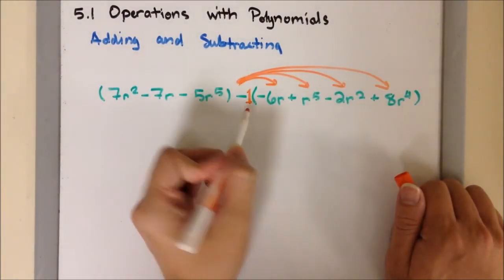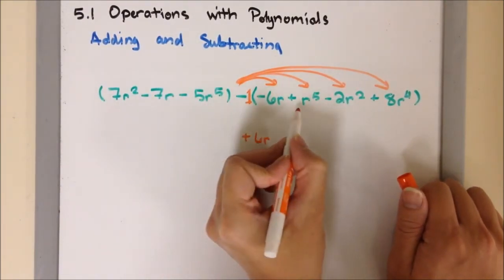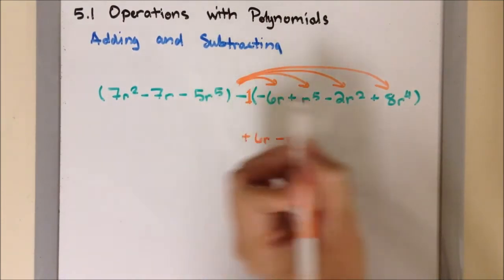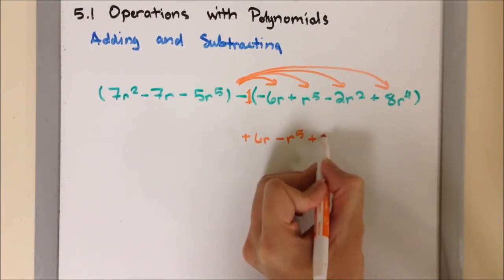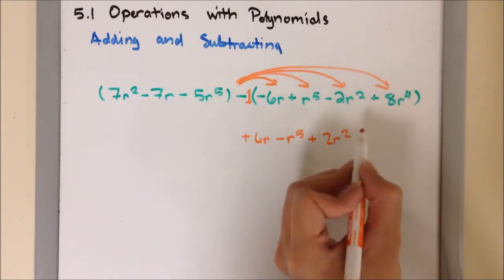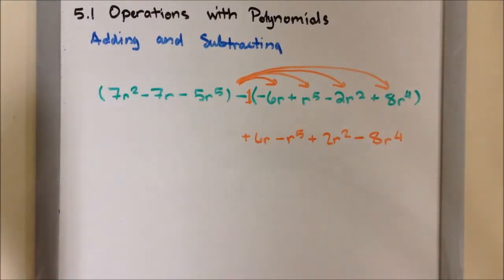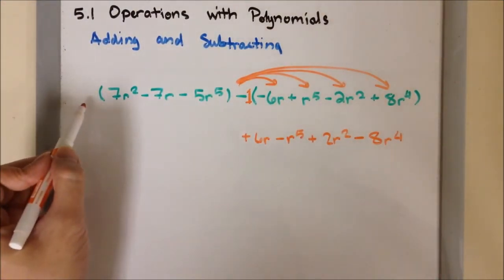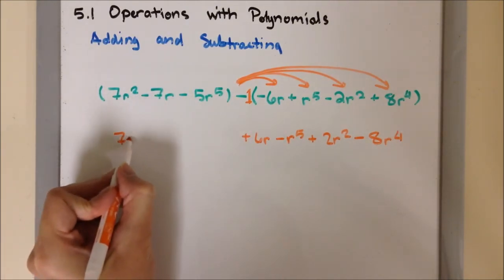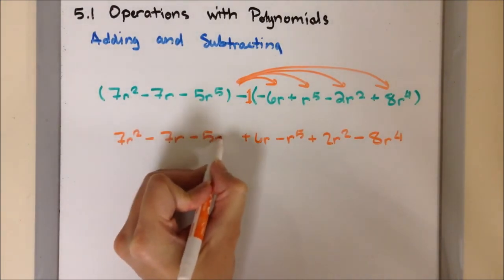So, negative 1 times negative 6r, positive 6r. Negative 1 times positive r to the 5th, negative r to the 5th. Negative 1 times negative 2r squared, positive 2r squared. Negative 1 times positive 8r to the 4th, negative 8r to the 4th. Alright, in this set, nothing in front of the parentheses except for that invisible 1, so I bring the inside down, let go of the parentheses. So 7r squared minus 7r minus 5r to the 5th.